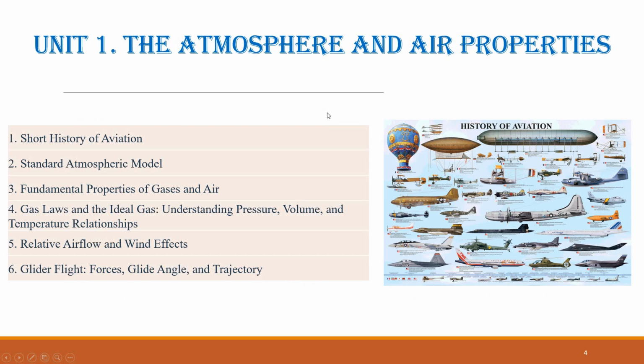Here's an overview of Unit 1, the atmosphere and air properties. 1. Short history of aviation. 2. Standard atmospheric model. 3. Fundamental properties of gases and air. 4. Gas laws and the ideal gas, understanding pressure, volume, and temperature relationships. 5. Relative airflow and wind effects. 6. Glider flight, forces, glide angle, and trajectory.